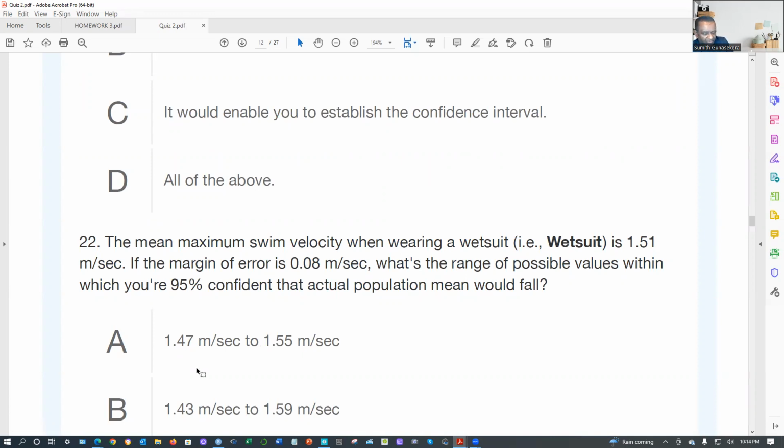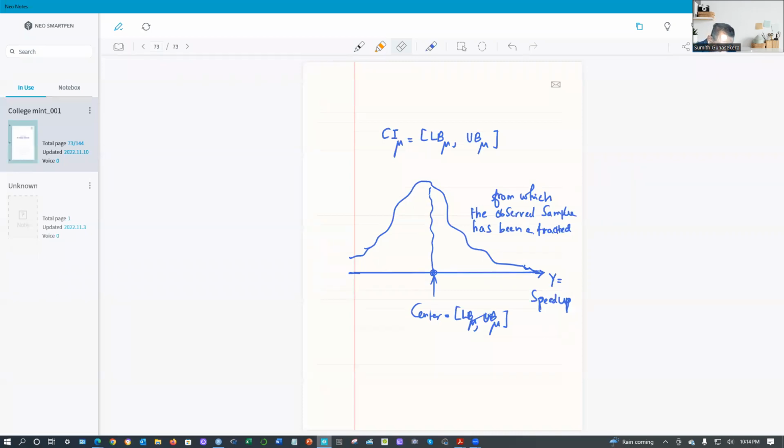You can use the formula. Can you remember the formula? The confidence interval for what? The mean maximum swim velocity, the mean of y. This is the true mean maximum velocity when we are in a wetsuit. The true mean. We have been given the observed mean, y bar observed, plus or minus the margin of error.